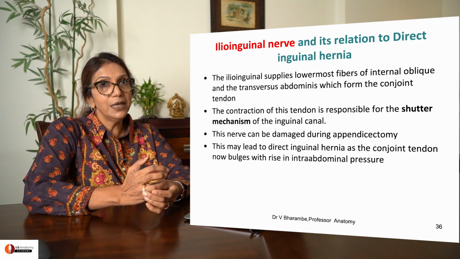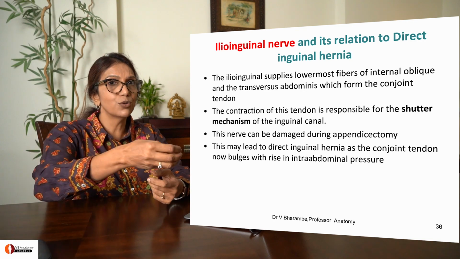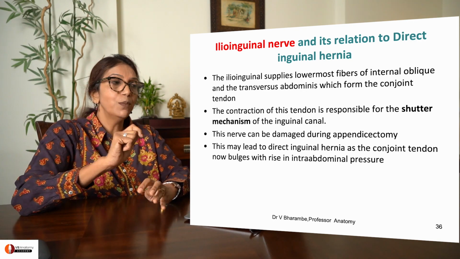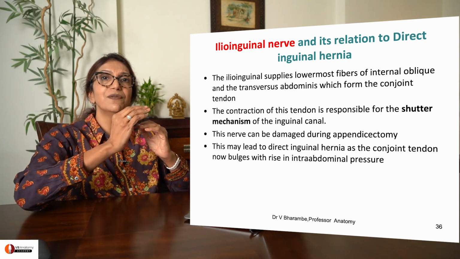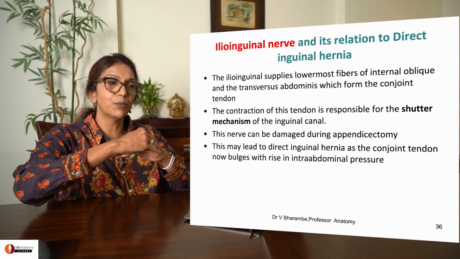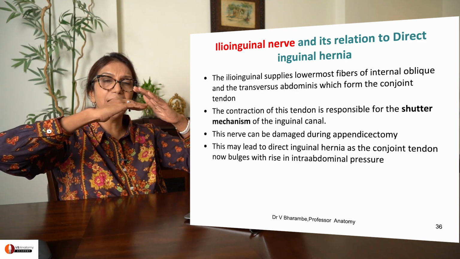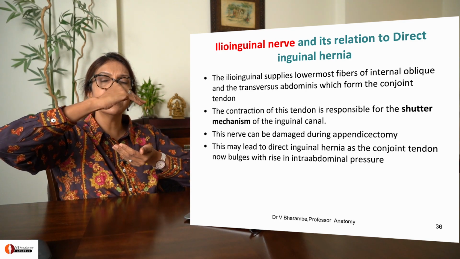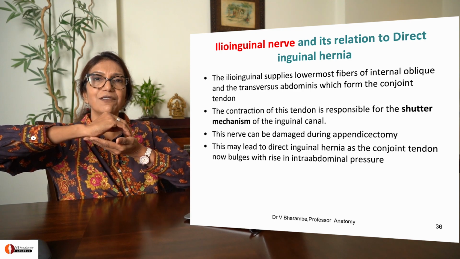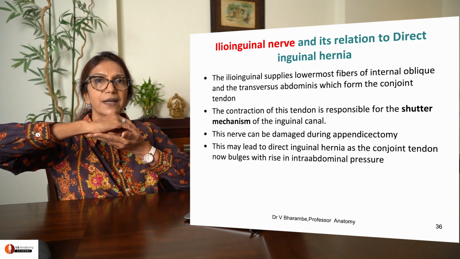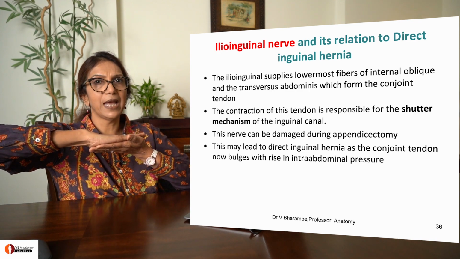Like I have told you in my earlier lectures, the ilioinguinal nerve is a part of the inguinal canal and passes through it. But what is more important is that this nerve supplies the lowermost fibers of internal oblique and transversus abdominis. When it supplies these, the contraction of these two muscles causes the functioning of the shutter mechanism. See, this is the inguinal canal. These are fibers over it. When they contract, they just close the inguinal canal. This is called the shutter mechanism.